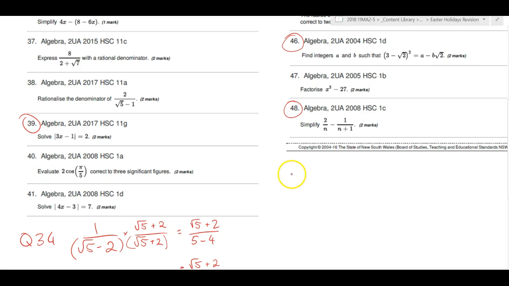So let's have a look. Question 46. We have 3 minus root 2 squared, and I need to express that in the form of a minus b root 2. So let's expand this out.